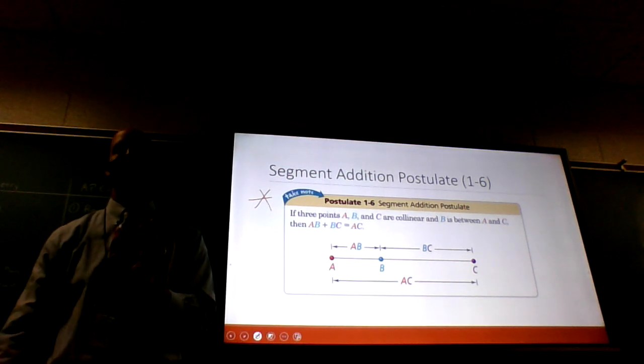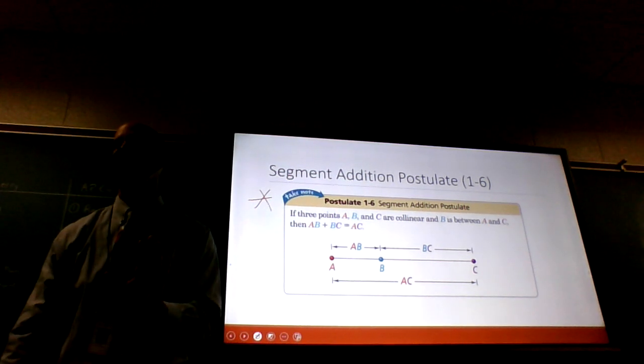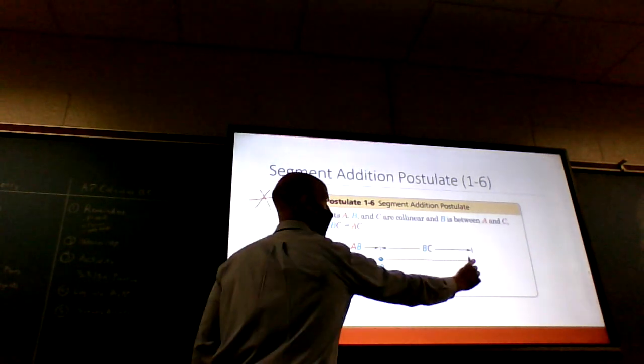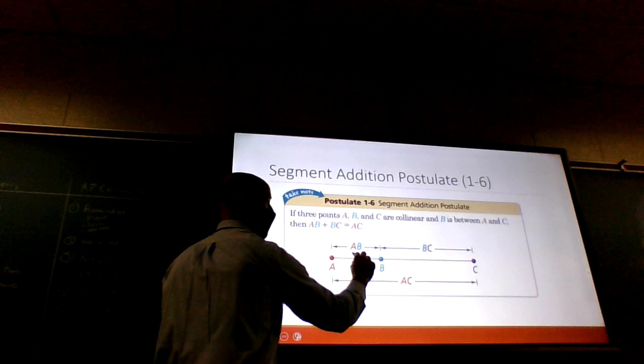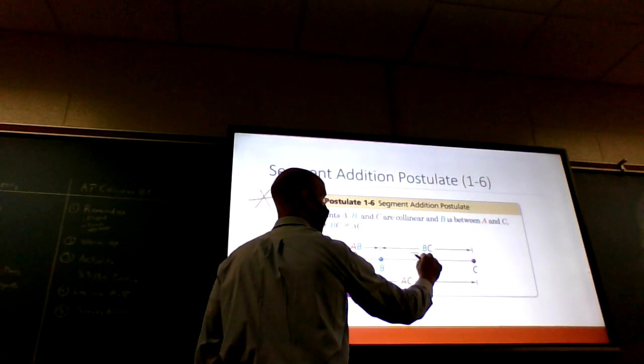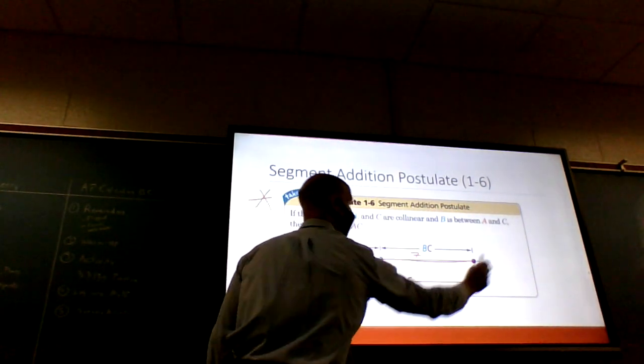Segment addition postulate. Can I explain it to you? It's super easy. Ready? You see this segment right here? It has 3 points, A, B, and C. Let's say I told you that this distance was 2 and this distance was 7. What's this whole distance then?